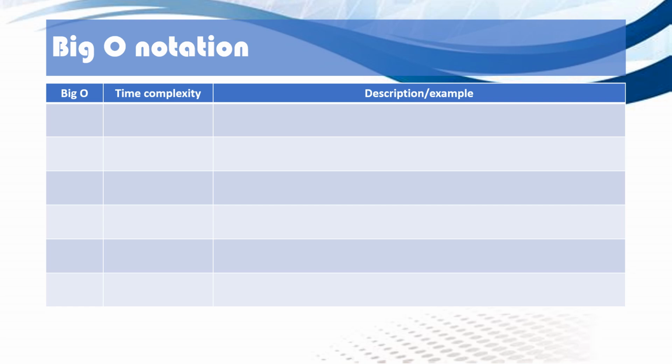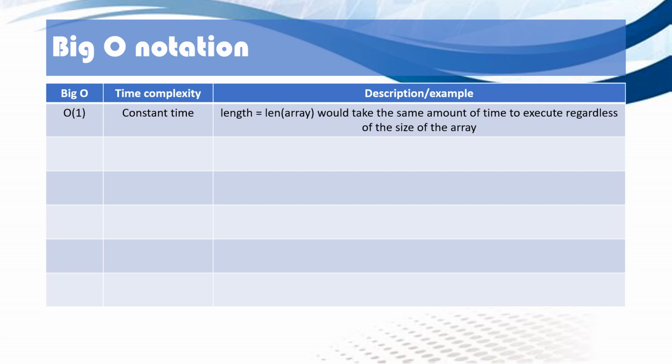Big O notation is used to describe the time complexity of algorithms. A big O score of O(1) means constant time. This is an algorithm like length = len(array) that would take the same amount of time to execute regardless of the size of the array.